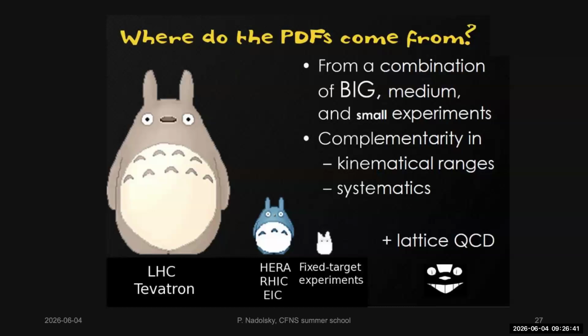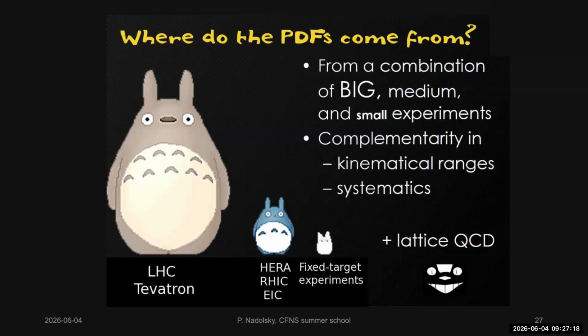And so now the big picture is that, well, typically we determine PDFs from measurements, but there is no single measurement that will measure all PDFs. Even the EIC will not measure all PDFs. And so what you really do is a big data analysis where you have contributions from big experiments like the LHC and Tevatron, and mid-sized experiments like HERA, which is a very important one. And then, of course, there are fixed target experiments, which, okay, you would say are old-fashioned, but they are still very important. And I will try to convince you why.